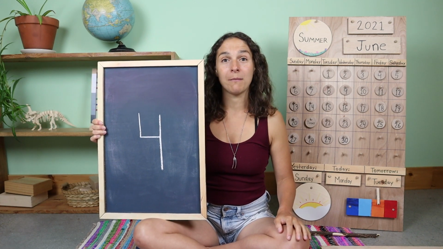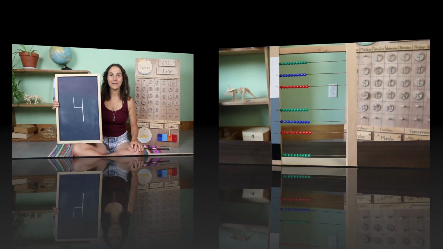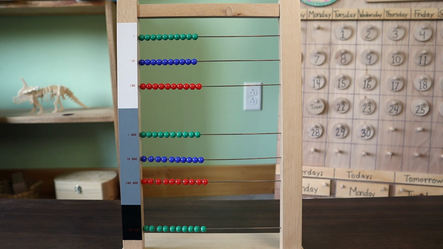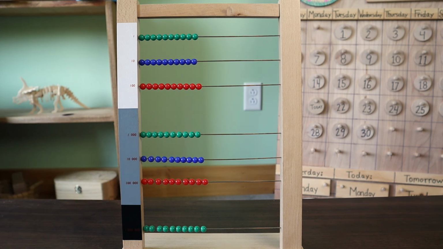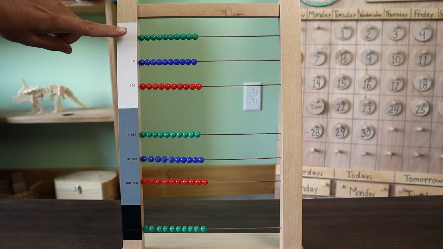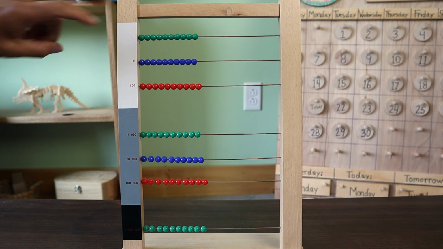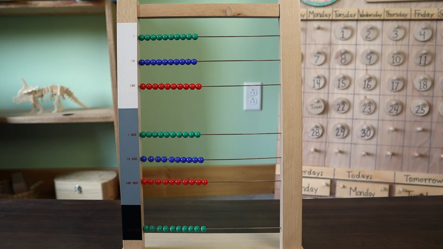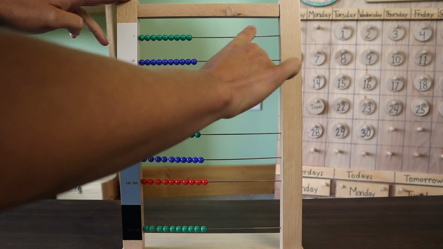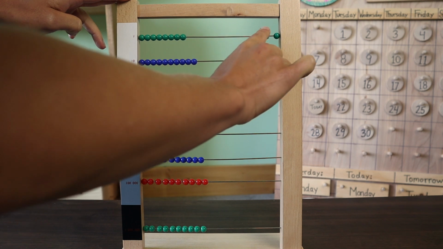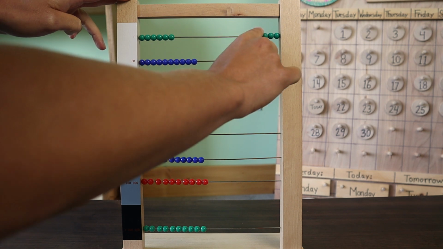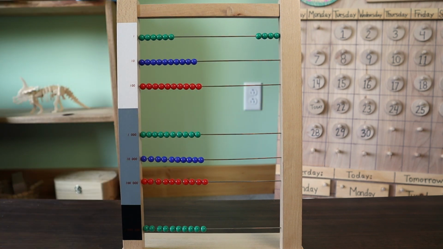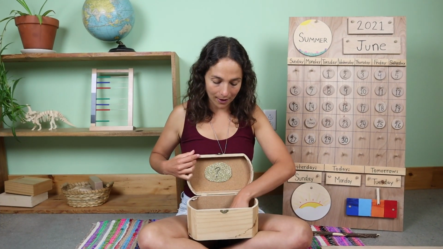And now let's count to the number 4 using the large bead frame. This week, we are going to be counting to the number 4 using the large bead frame. So we are going to be counting the green beads, which are units at the top. Let's count to the number 4 together. 1, 2, 3, 4. 4 units.